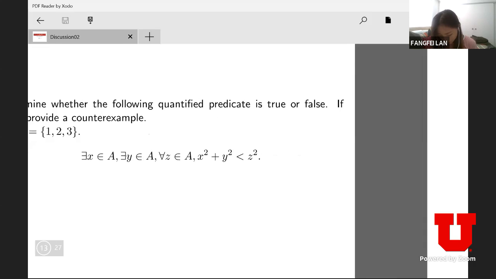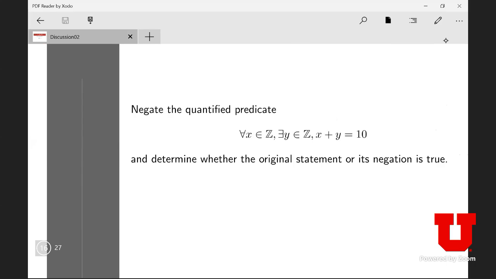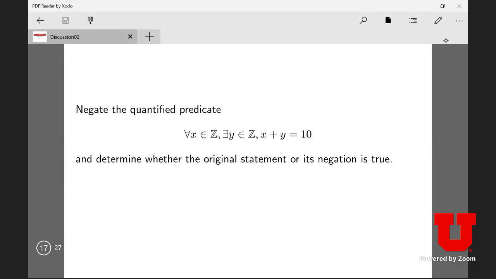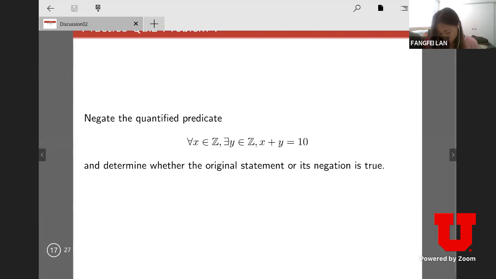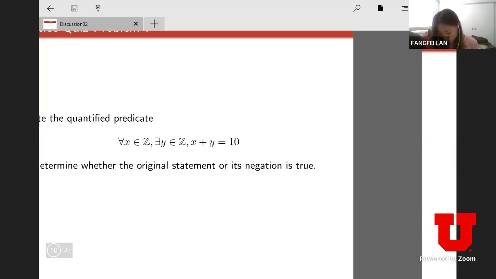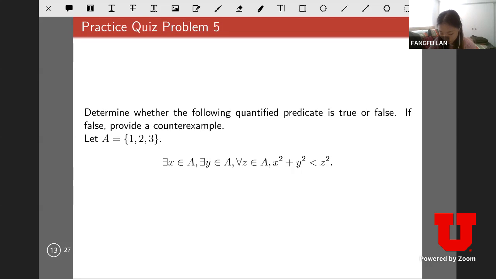Wait, which one is question 5? Sorry. Let me see. Question 5. Okay, so that's 7. So this one is question 5. Can you see my screen right now? Determine whether the following. Yeah. Determine whether. So what was your question?